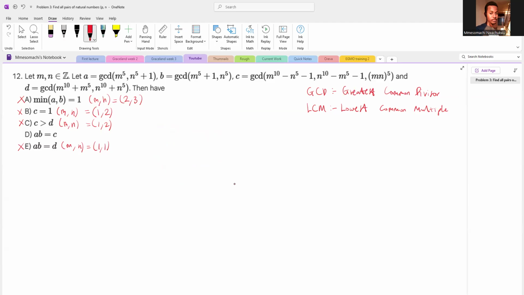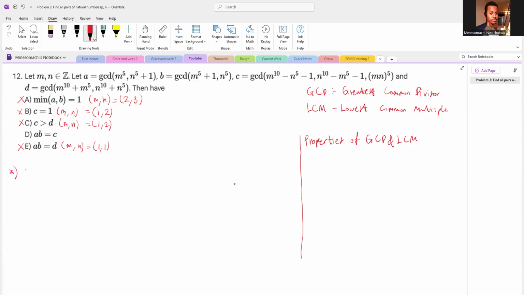So I will just put something here. Say, properties of GCD and LCM that I'll be using. I'll state a property before I use it or as I'm using it, and those who are interested in further studies can check it out.